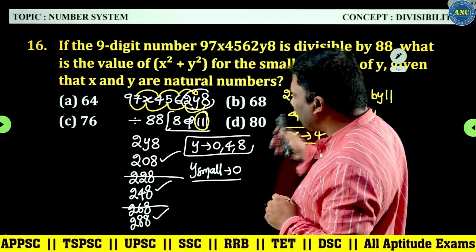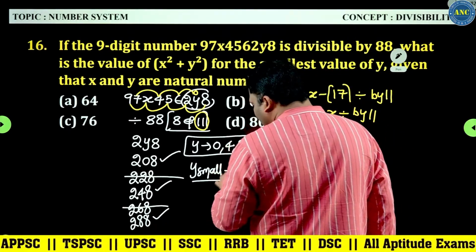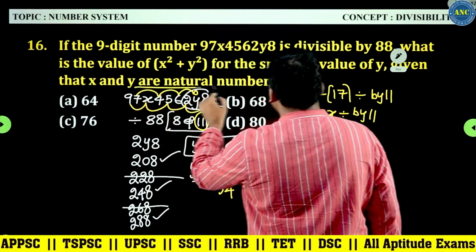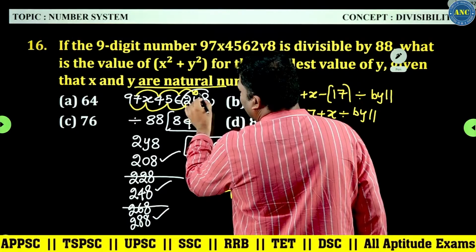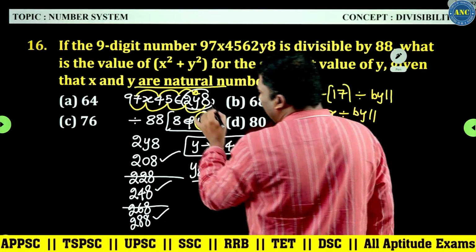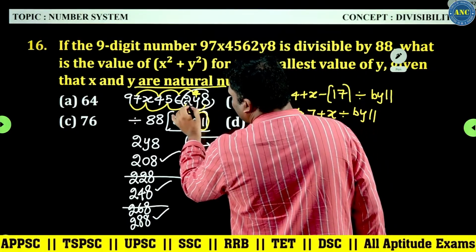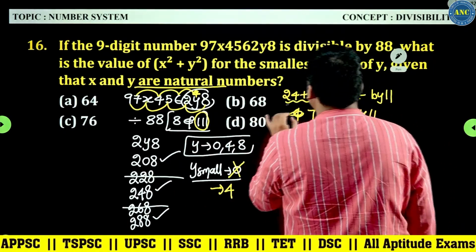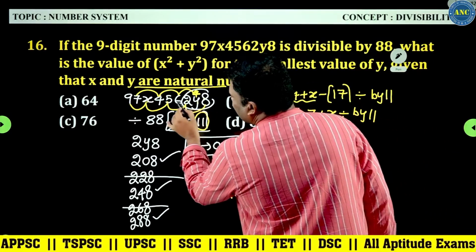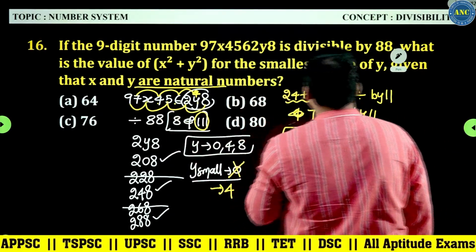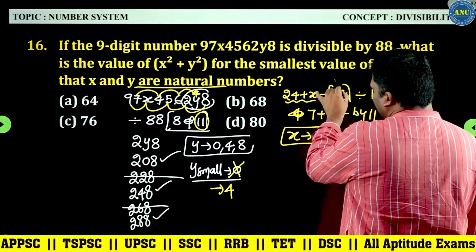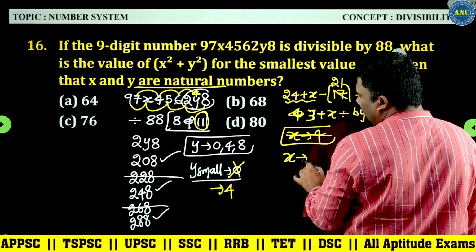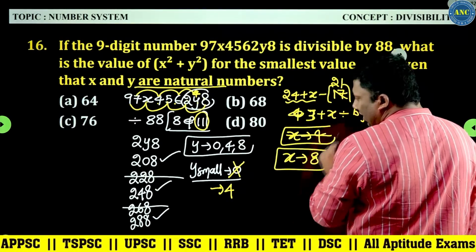What is the question? That x and y are natural numbers. So instead of y 0, y smallest will be 4, because he specified that y is a natural number. If it is a whole number, it will be 0. If y value is 4: 8 plus 2, 10, 10 plus 5, 15. 4 plus 6, 10, 10 plus 4, 14, 14 plus 7, 21. So this will be 21. So this will be 3 plus x. That means x value will be 8.